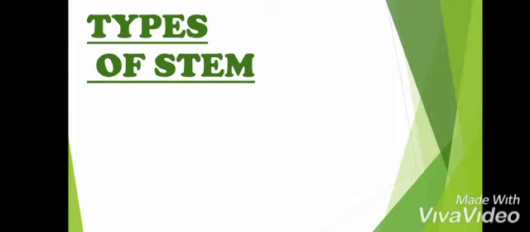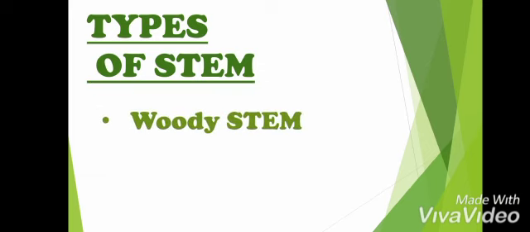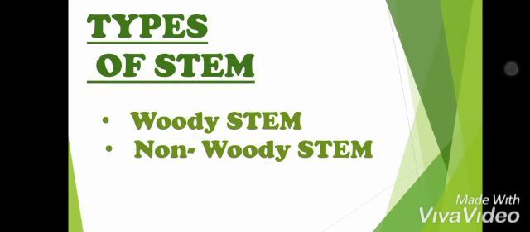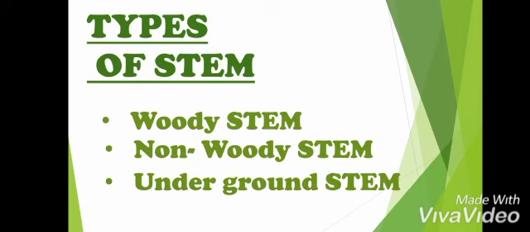Now let's see the types of the stem. There are 3 types of the stem. Number 1, woody stem. Number 2, non-woody stem. And number 3, underground stem.